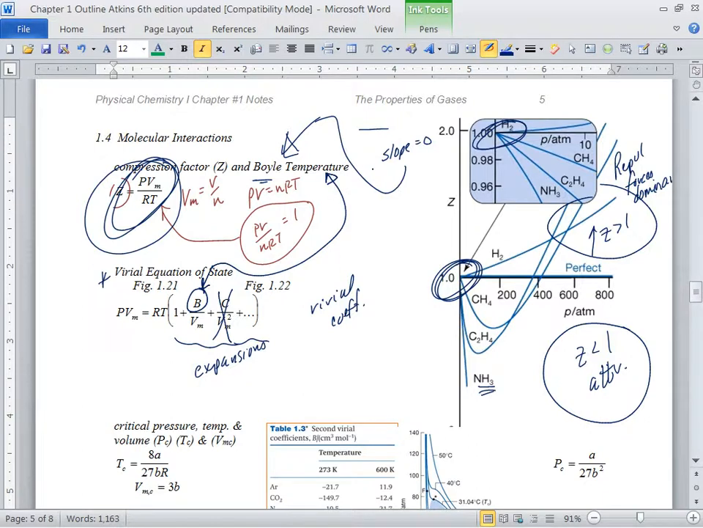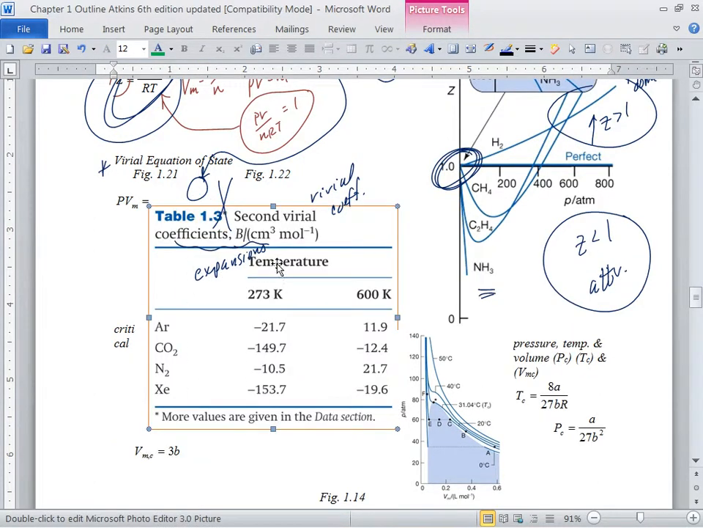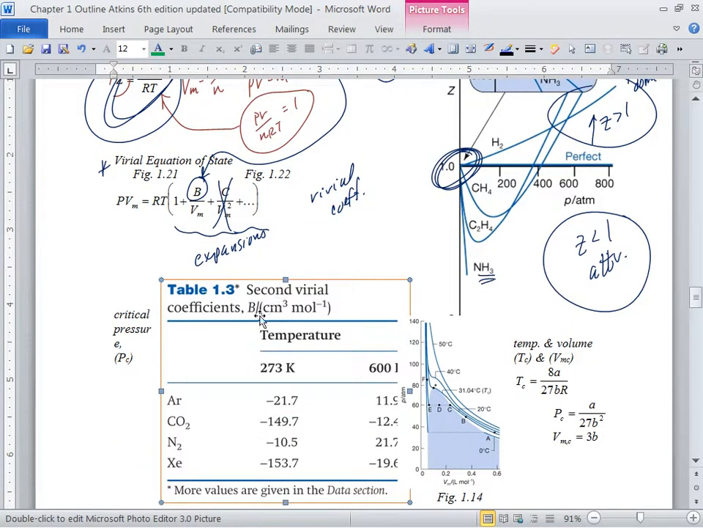And here's table 1.3, and they call it the second virial coefficient, B, right? Because I guess you call that your first coefficient 1. So second coefficient is B. And they have it for different gases. And you have to look it up. And if it's argon and you got 273, here's the number you use. And watch your units. Look at the funky units they give you.